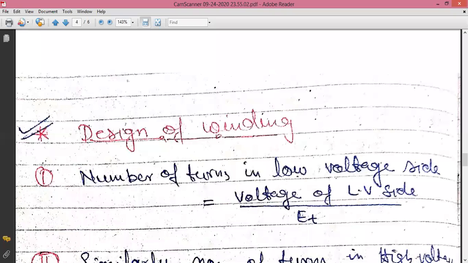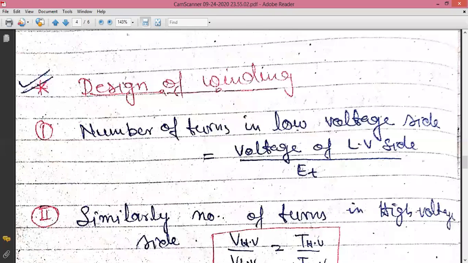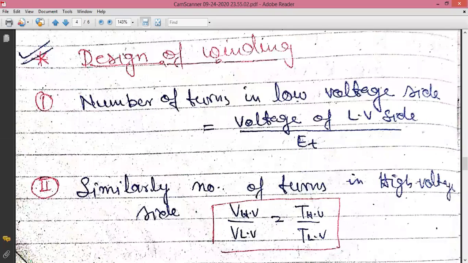Okay. Now, number one point will be you have number of turns. Clear? So the very first step is the number of turns in the low voltage side. Now you can remember whenever you get a design in the terms of winding of a transformer, we never calculate the turns on the primary side, we never calculate turns on the secondary side.